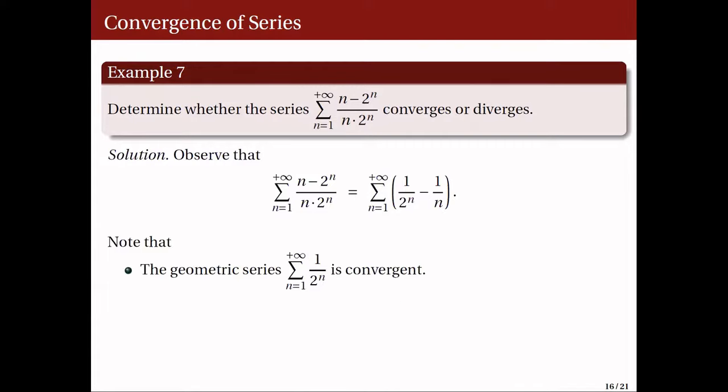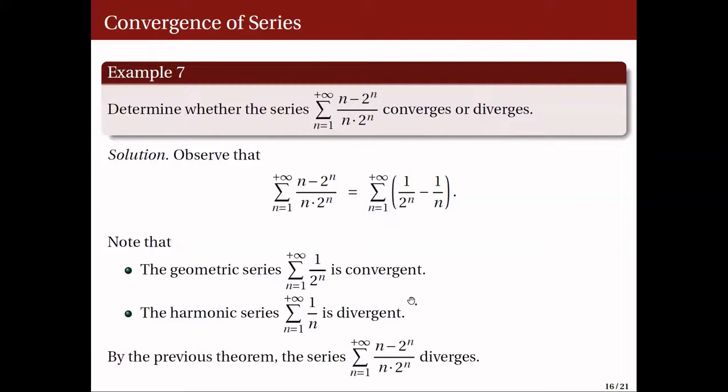First, note that the geometric series summation of 1 over 2 raised to n is convergent, and the summation of 1 over n, which is the harmonic series, is a known divergent series. Now observe that our given series is the difference of these two series, and as such, by the previous theorem, the given series is divergent.